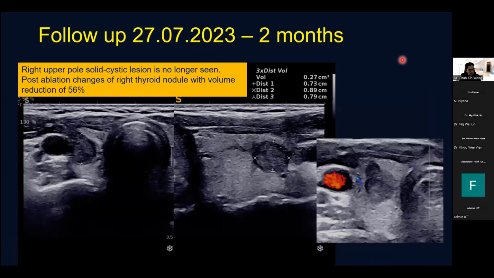And follow-up 2 months later actually showed the right upper pole solid cystic lesion is no longer seen. Like what I mentioned earlier, cystic lesions generally show better response. And post-ablation changes of the right thyroid nodule, the solid nodule actually has a reduction of 56%. And this patient, unfortunately, I only have the follow-up at 2 months because she's a medical personnel herself. She'd rather just do her own ultrasound and her own follow-up.